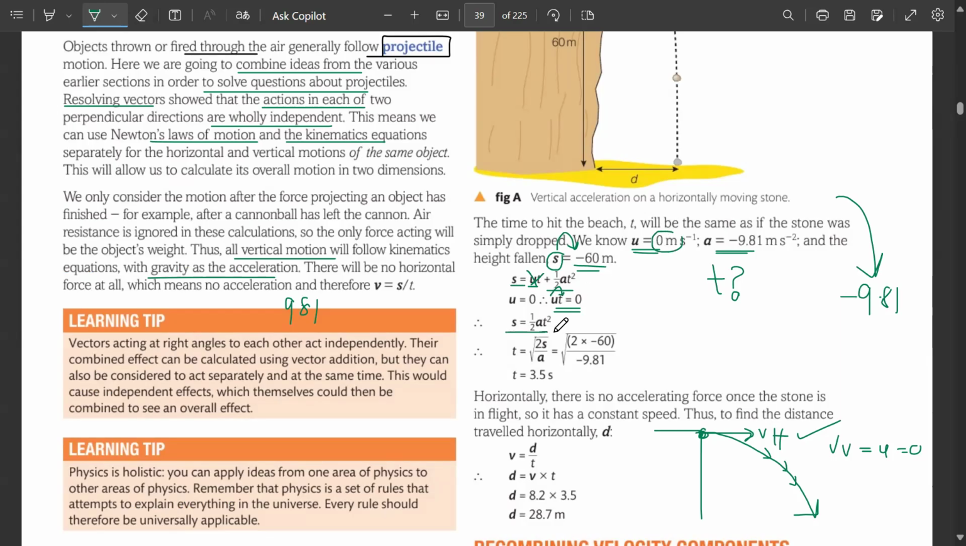पीछे क्या रह गया फॉर्मूला? S is equal to half at square. Put in the values, make t the subject. Making t the subject gives this formula, and this is the value of your t.